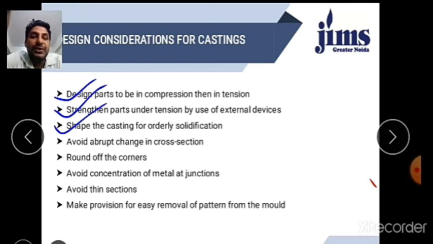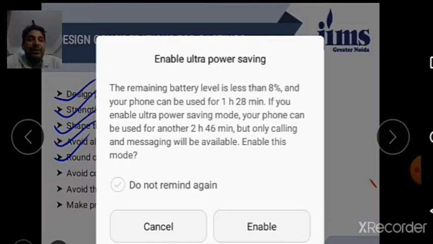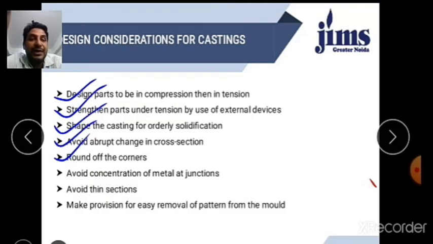Next one is avoid abrupt change in cross section. Your design should not have abrupt changes. Abrupt changes mean sudden changes in the dimensions, sudden enlargement of the diameter, or sudden contraction of the diameter. The corners should be rounded. Suppose it has sharp edges, they should be rounded off. Otherwise your casting will have stress concentration, which should be avoided in any case.